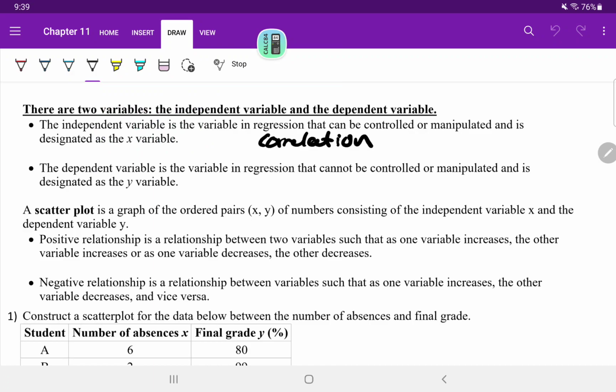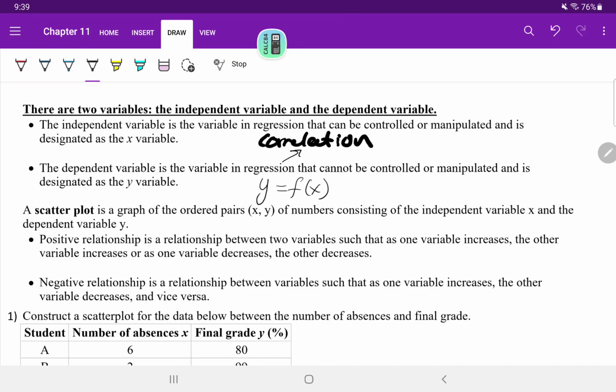The dependent variable is the variable in the regression or the correlation that cannot be controlled or manipulated, and it is designated as the y variable. Y is dependent on x. Going back to algebra, we've seen this, y equals f of x, where y is a function of x. So the dependent variable depends on the manipulation, which is the independent variable.